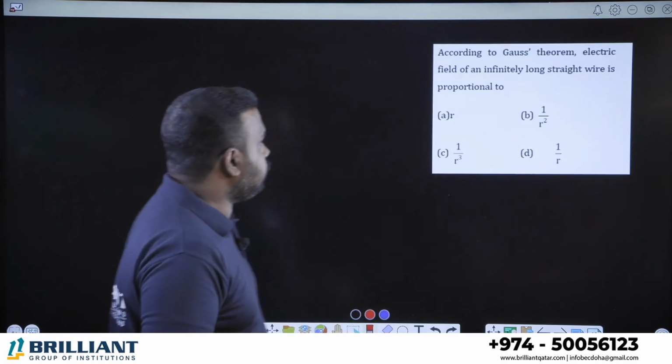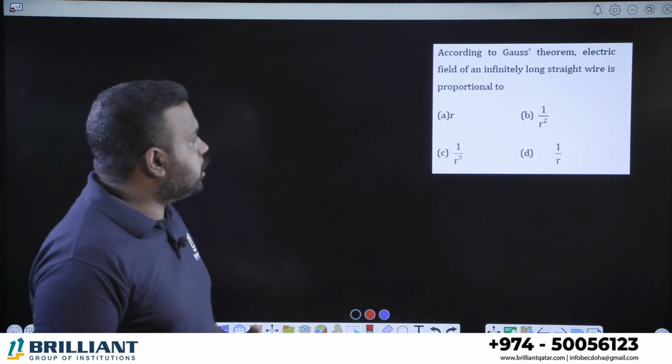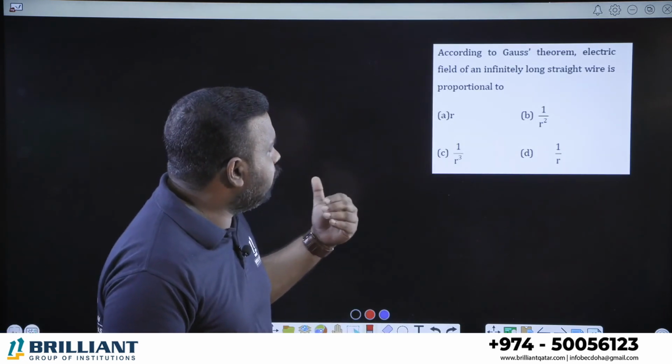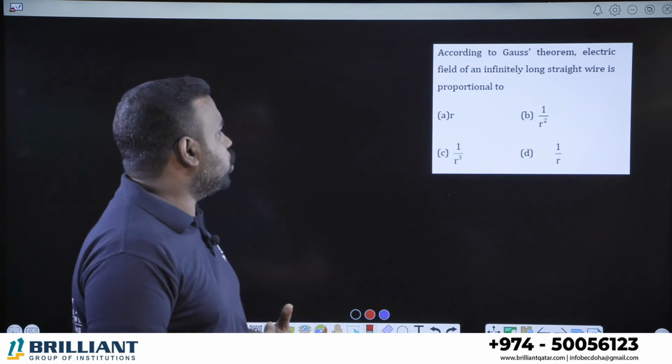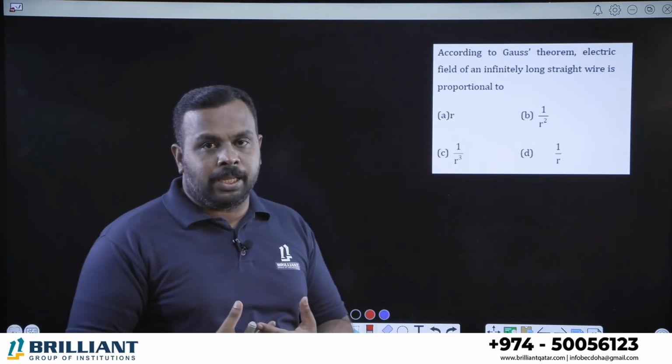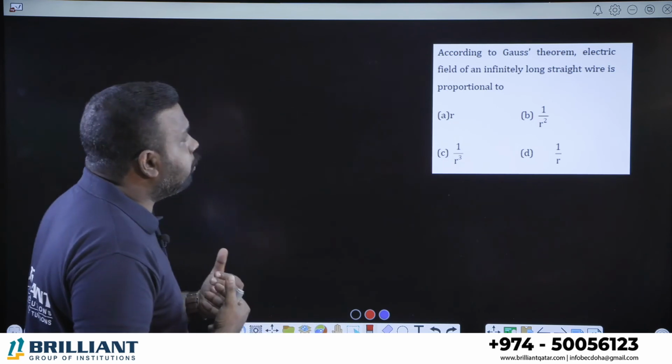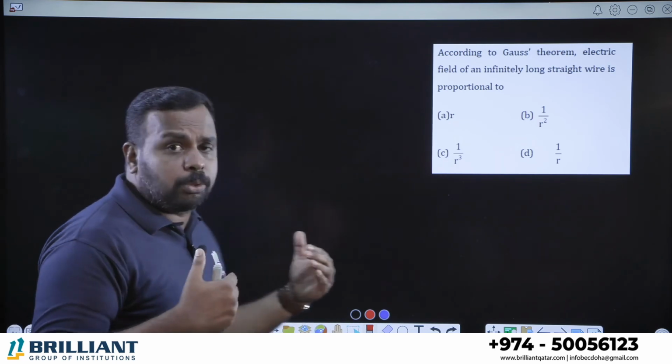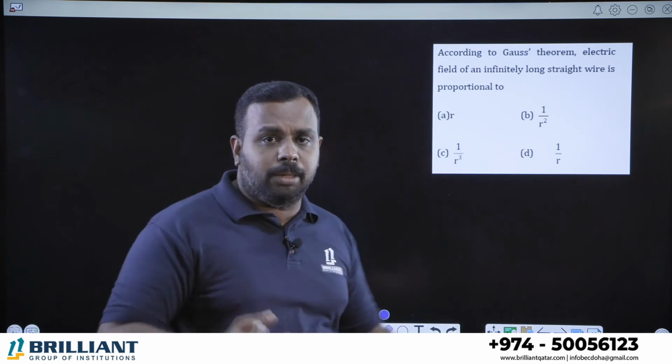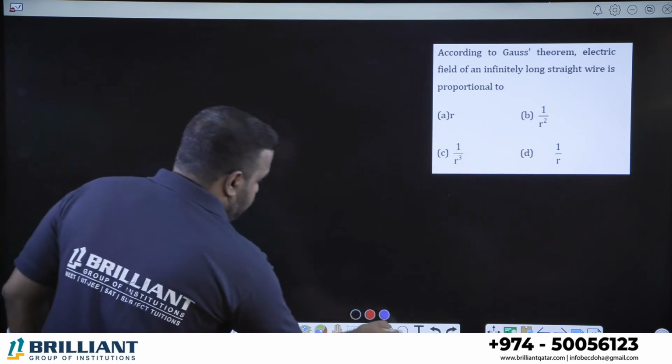Next, according to Gauss theorem, the electric field of an infinitely long straight wire is proportional to. According to Gauss theorem, the electric field due to an infinitely long straight wire is proportional to. It is a direct question. It's a formula-based question. First application of Gauss theorem.